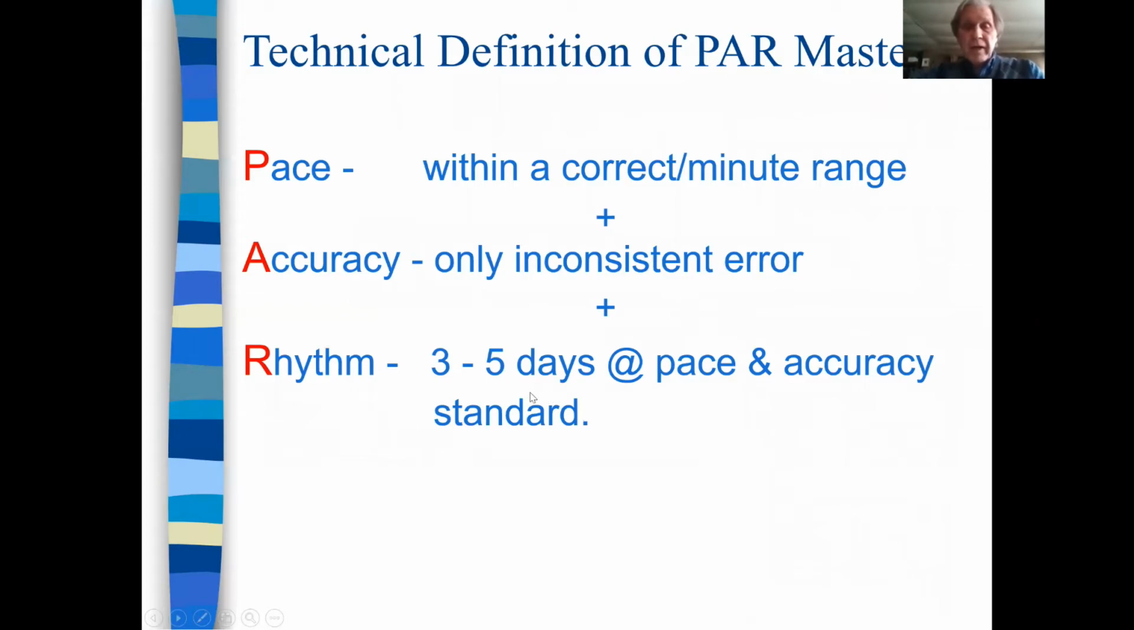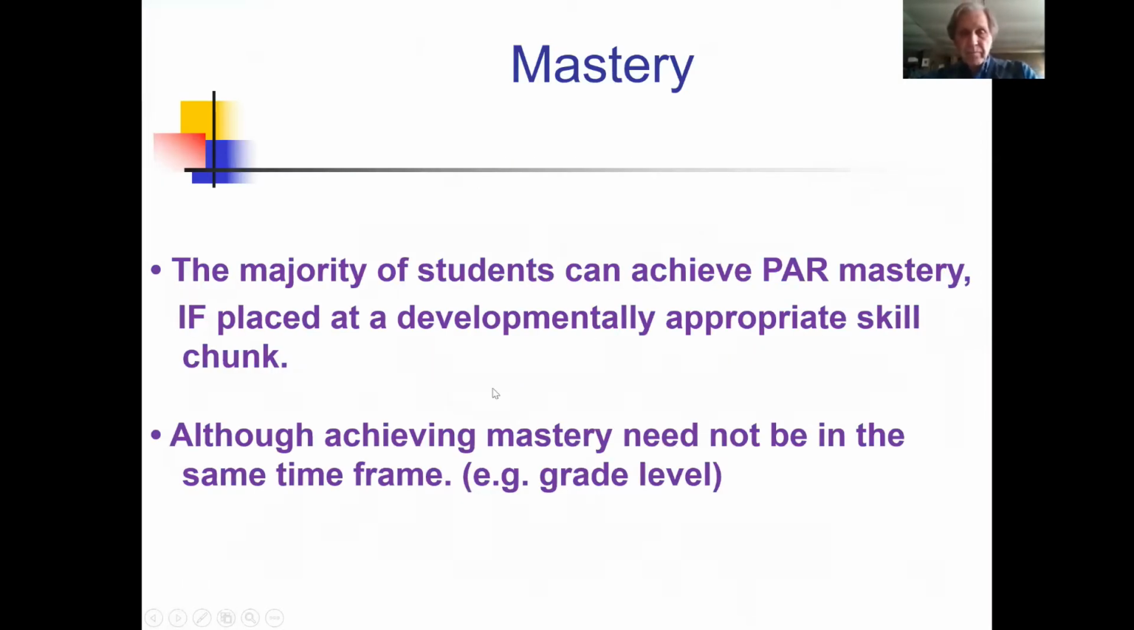So to add the final aspect to the technical definition, rhythm would be 3 to 5 days at the pace and accuracy standard. So this would be our kind of technical definition of PAR mastery. Now, the majority of students can achieve PAR mastery if placed at developmentally appropriate skill chunk, although achieving mastery need not be at the same time frame, for instance, at the same grade level.